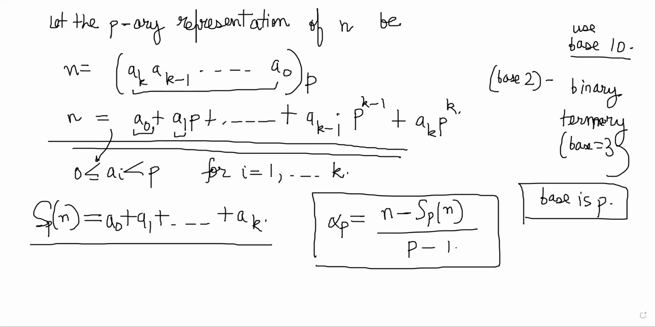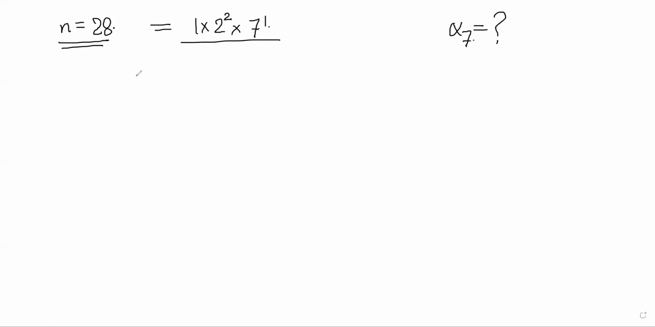So let's say our number n is 28, right? So 28 is basically 1 into 2 squared into 7 to the power 1, right? And I want the power of 7 that appears in 28, right? I need alpha_7. That is what I want. I already know the answer is 1, but what we'll do now is try to do it in a different way. So 28 first I will write in a p-ary representation, right?